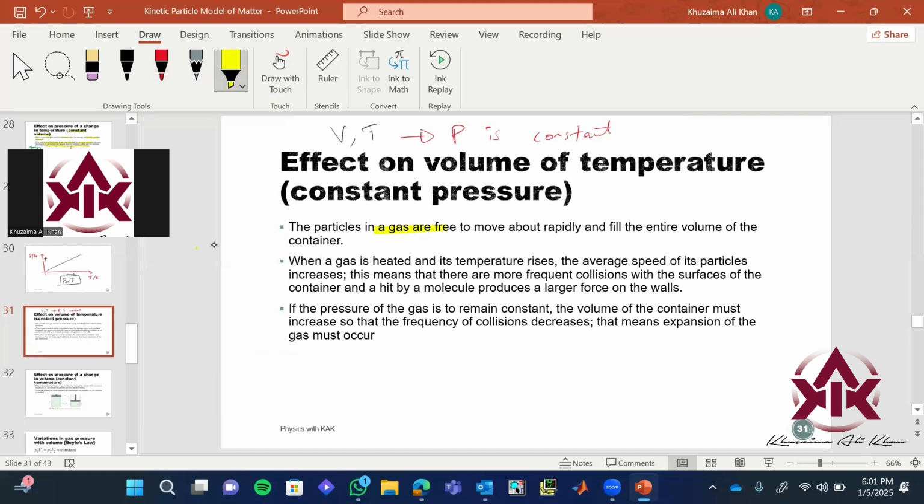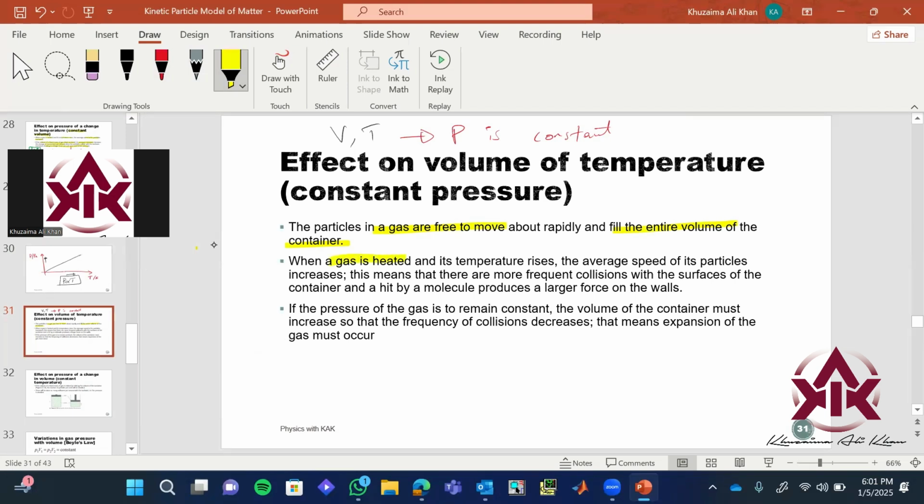The particles in a gas are free to move and they are moving rapidly, and they fill the entire volume of the container. So a property of a gas is that it can take the shape of any container, since it has no fixed shape, and the particles are free to move. They move at very high speed since they have very weak forces of attraction between each other.